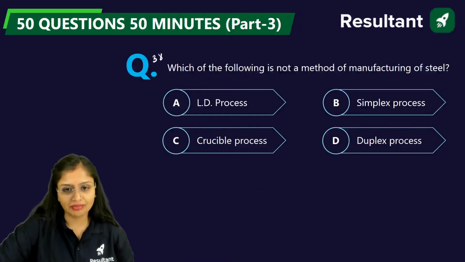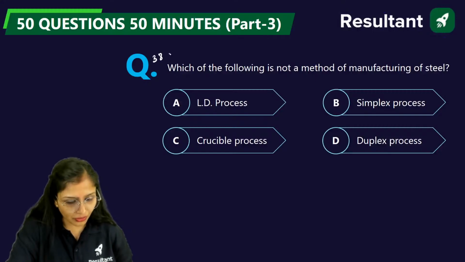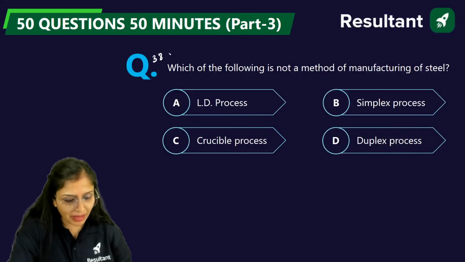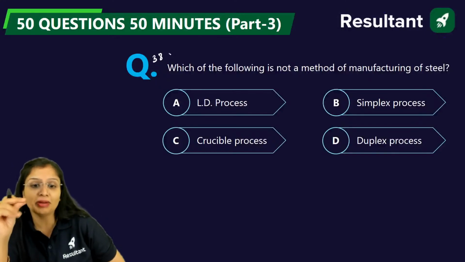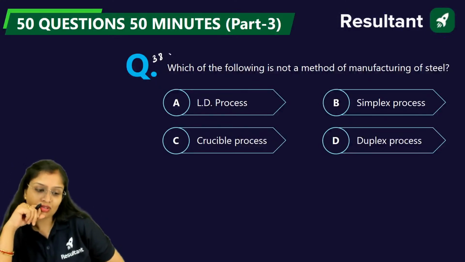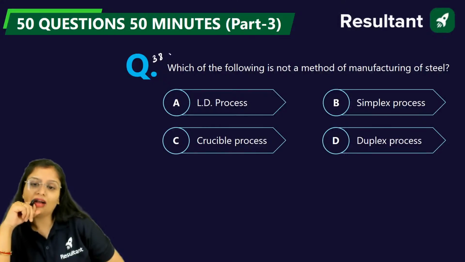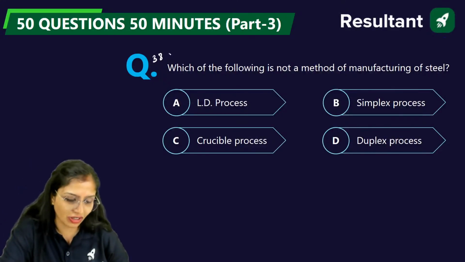Question number 38. Which of the following is not a method of manufacturing of steel? Just by looking at it, you should tell me. Is not a method of manufacturing of steel.